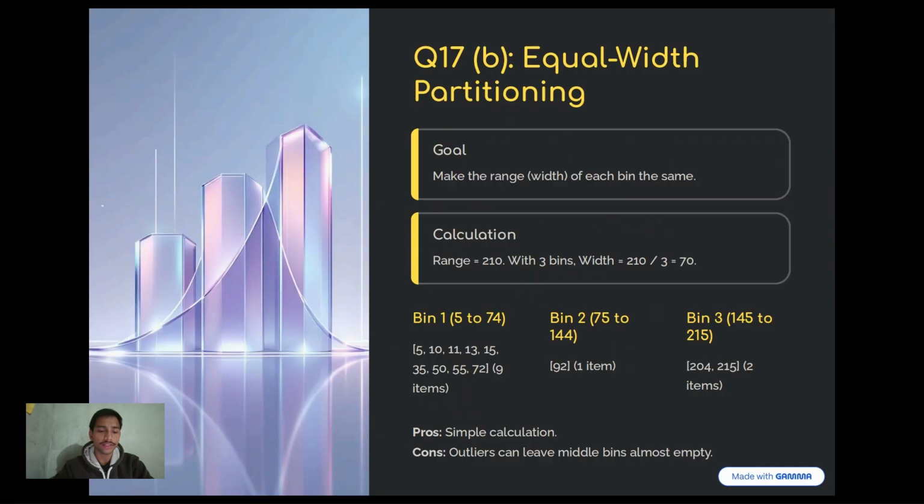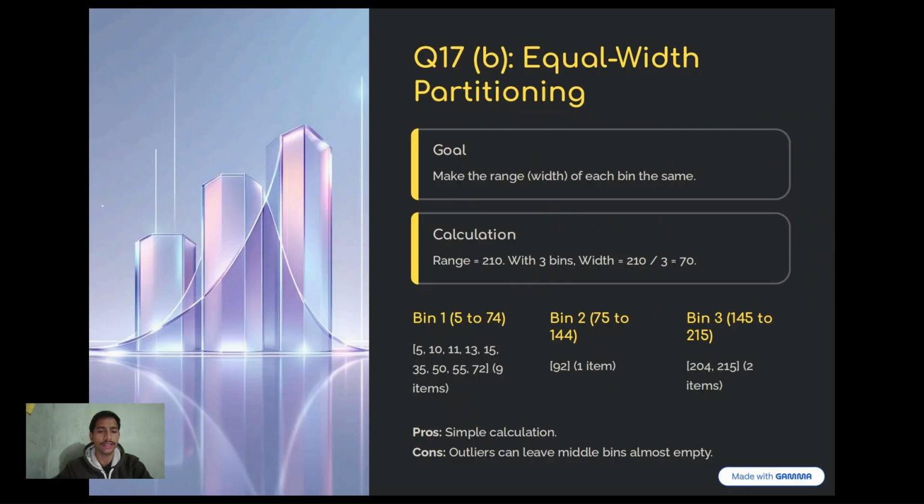Then, equal width partitioning. The second method is equal width partitioning. Here, the goal is to make the numerical range or width of every bin identical. We calculate the width by dividing the total range 210 by the number of bins 3, giving us a width of 70. Bin 1 covers 5 to 74.